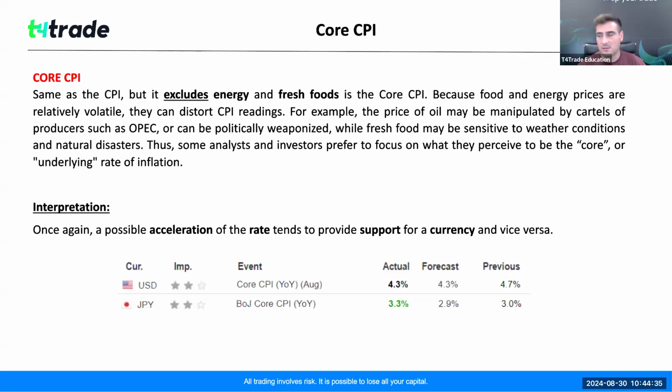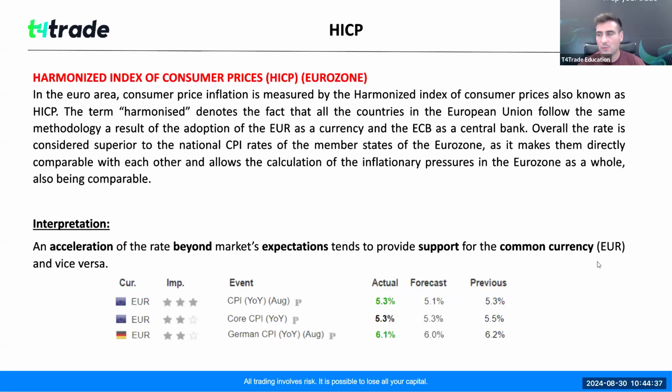I have 3 slides. Let's go over them quite quickly and we will be finishing this session quite soon. So HICP, the Harmonized Index of Consumer Prices, comes only from the European Union, the Eurozone.